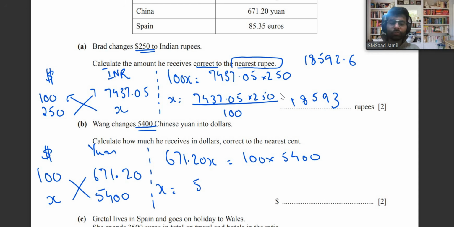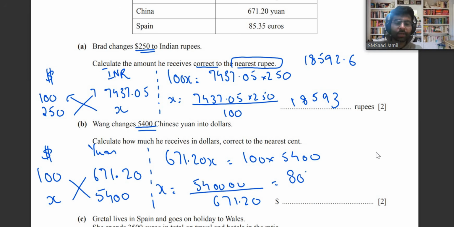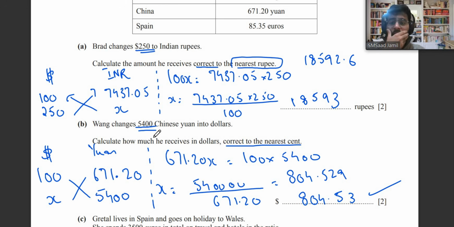X is equals to 5400 divided by 671.20. Now again we will use the calculator because our mental capability or capacity won't allow us to solve anything on our own. 671.20. So this becomes 804.529. And since the question is saying correct to the nearest cent, this will become 804.53. Round it off. Never forget to round off.